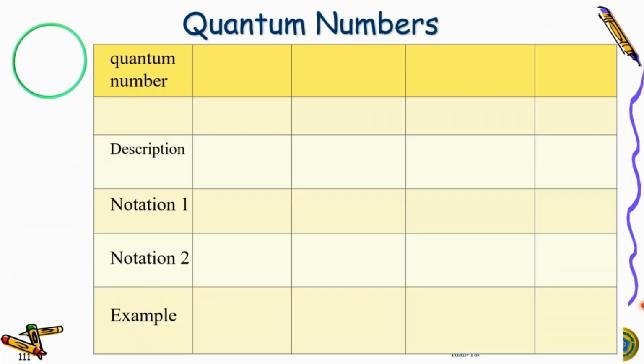Right. So now we have learned 3 quantum numbers. The first quantum number is N. The description is that we call it the principal quantum number, or shell, or you can call it orbit. This is related to the size. N equal to 1 is smaller. N equal to 2 is bigger. N equal to 3 is even bigger.